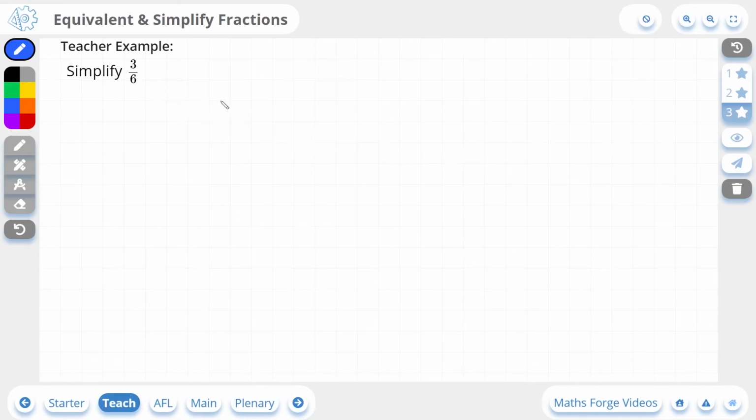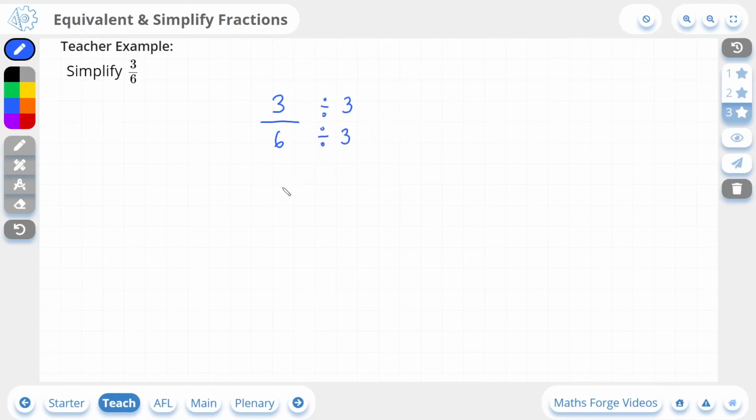Now we'll move on to the 3 star examples. So here they're just asking us to simplify 3 over 6. And when you simplify, you want to divide the numerator and the denominator. So you have to find a number that divides into 3 and at the same time divides into 6. So the top number, the numerator, and the bottom number, the denominator, they have to be dividing by the same number. It just has to be the same. So in this case, well, I can't divide it by 2, but I can divide 3 by 3. That's going to give me 1. And can I divide 6 by 3? Yes, I can.